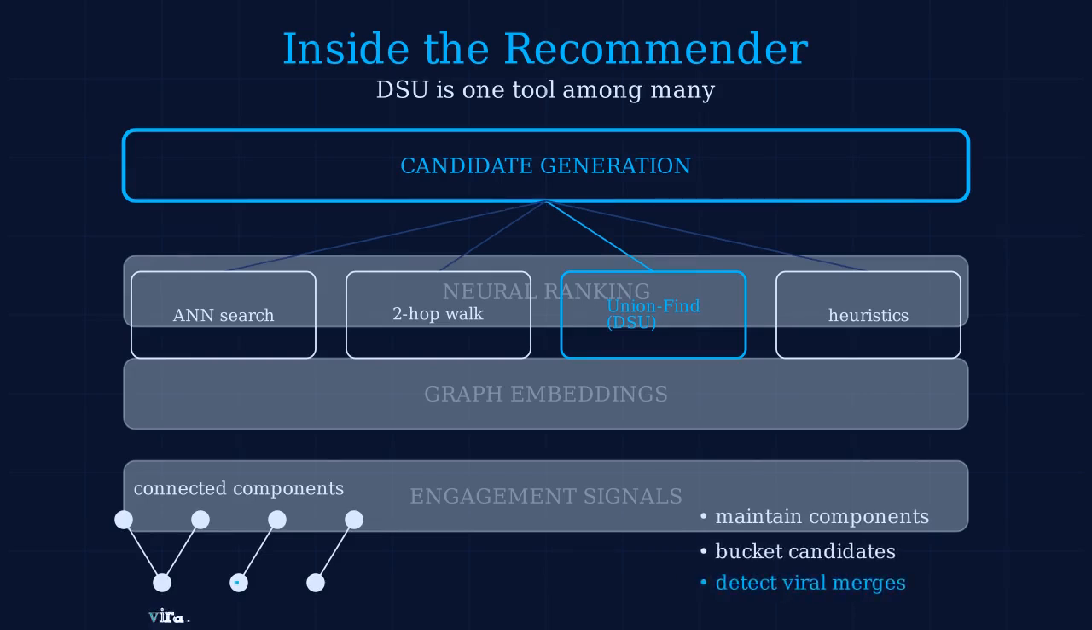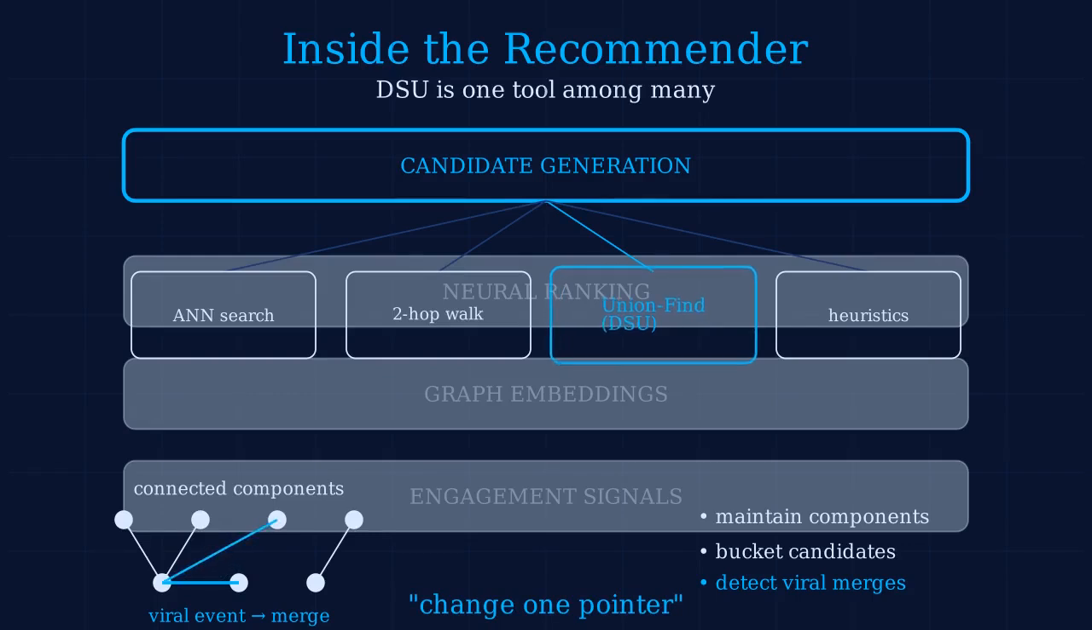The reason is brutal pragmatism. Instagram can't afford to traverse the graph on every scroll. It needs pre-computed, incrementally updated answers. And nothing updates faster than change 1 pointer. Once you see Union Find, you start seeing it everywhere.